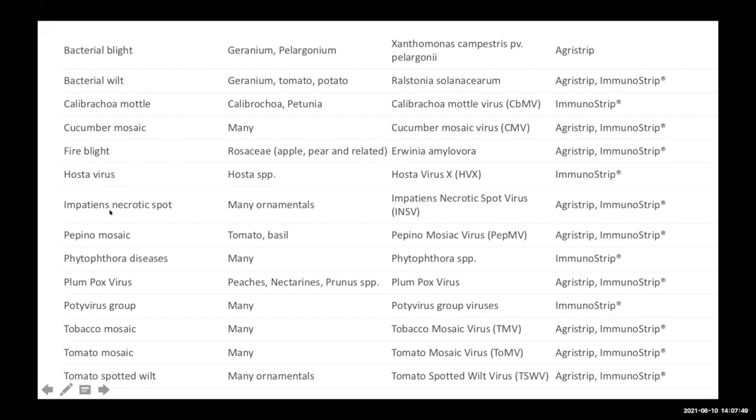A lot of you must have used the impatiens necrotic spot virus test recently. It works pretty well for Phytophthora. I have used it for a lot of Phytophthora species. It doesn't work on soil samples, but you have to have some root samples, especially. I have done a lot of tests with that on citrus.